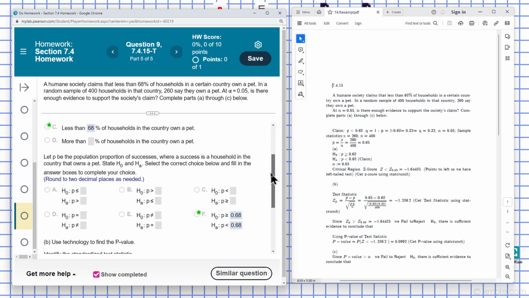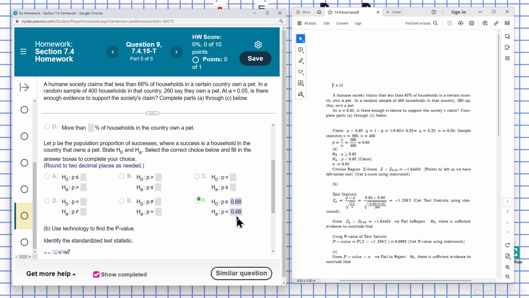So let's restate that using the hypothesis test. We have H0, the null hypothesis: p is greater than or equal to 0.68, while the alternative hypothesis is p less than 0.68.